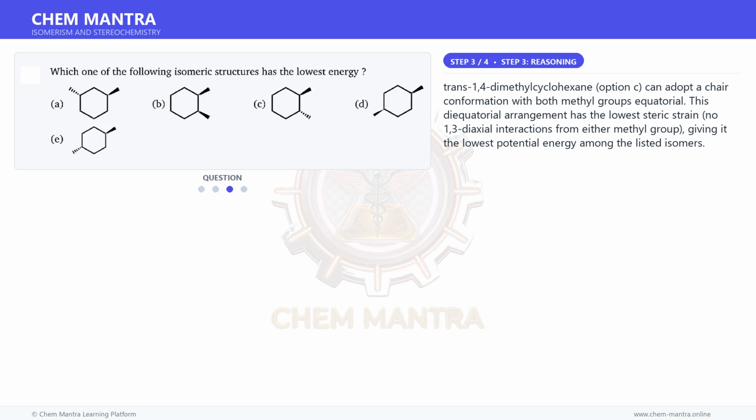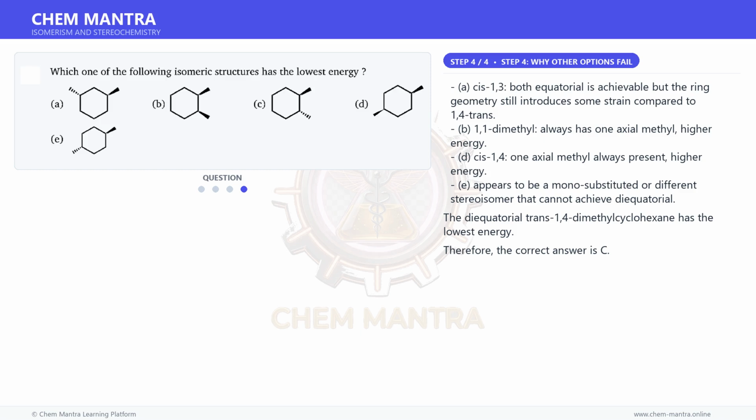Trans-1,4-dimethylcyclohexane, option C, can adopt a chair conformation with both methyl groups equatorial. This diequatorial arrangement has the lowest steric strain, with no 1,3 diaxial interactions from either methyl group, giving it the lowest potential energy among the listed isomers. And for the final step.